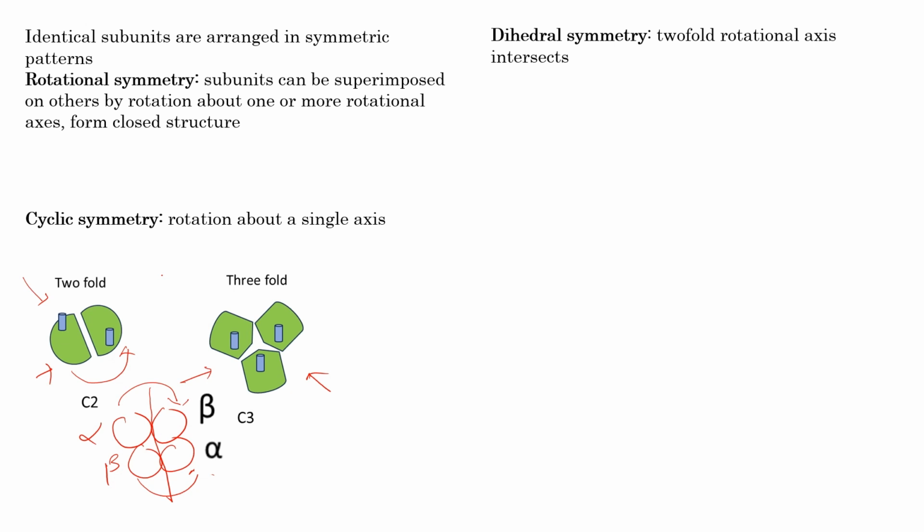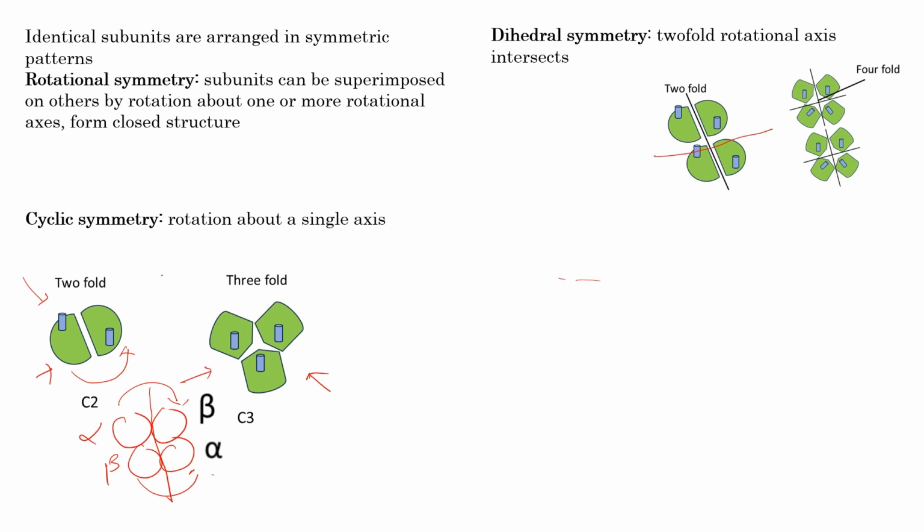Now coming to dihedral symmetry: when the rotational axis intersects by rotating twofold, then we call it a dihedral symmetry. So here you can see this line is missing. This is a twofold. This is one axis and this is also one axis. So this is a twofold symmetry. Here also the center axis, and like this also there are axes. So that's why we call it a dihedral symmetry.